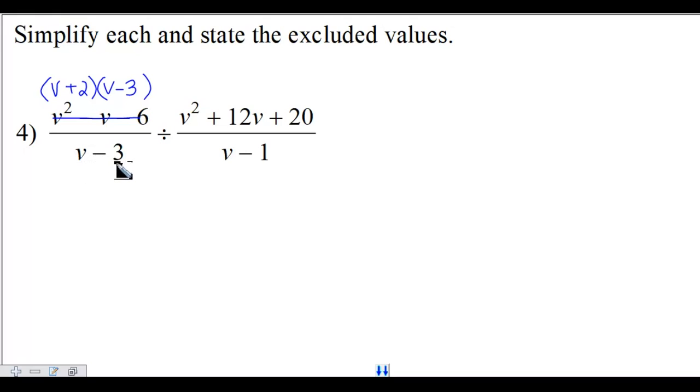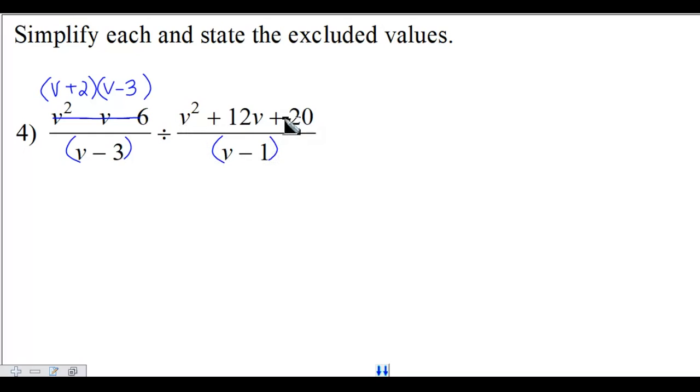Now let's look at v minus 3. Let's go through our 3 questions. Do they have something in common? Nope. Difference of 2 squares? Nope. Difference or sum of 2 cubes? Nope. Let's put a parentheses around it. Same thing for v minus 1. All 3 questions are no.